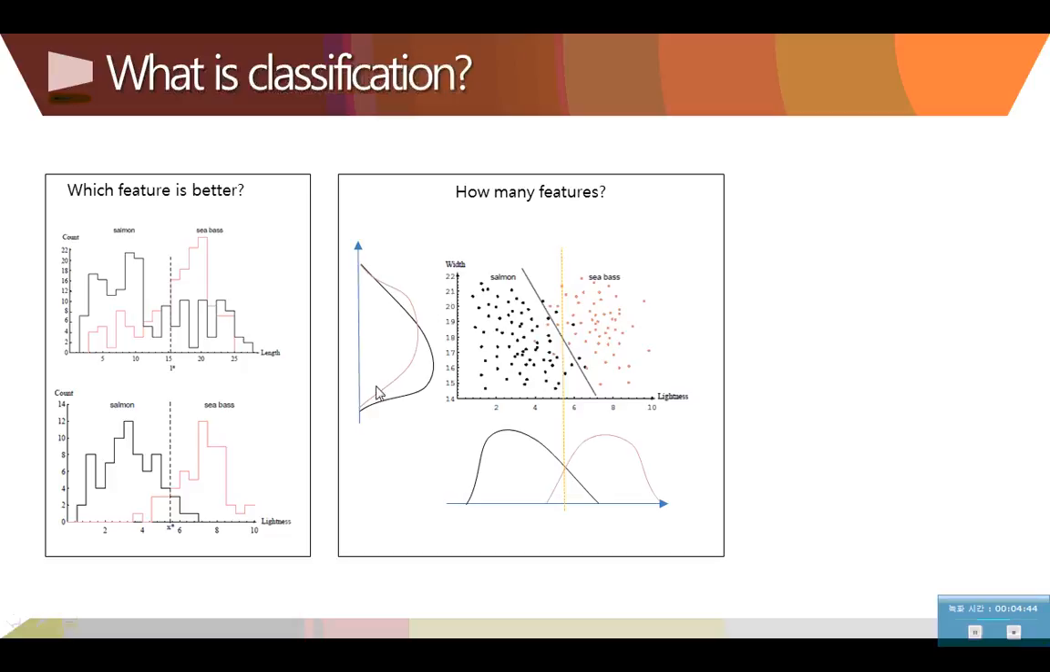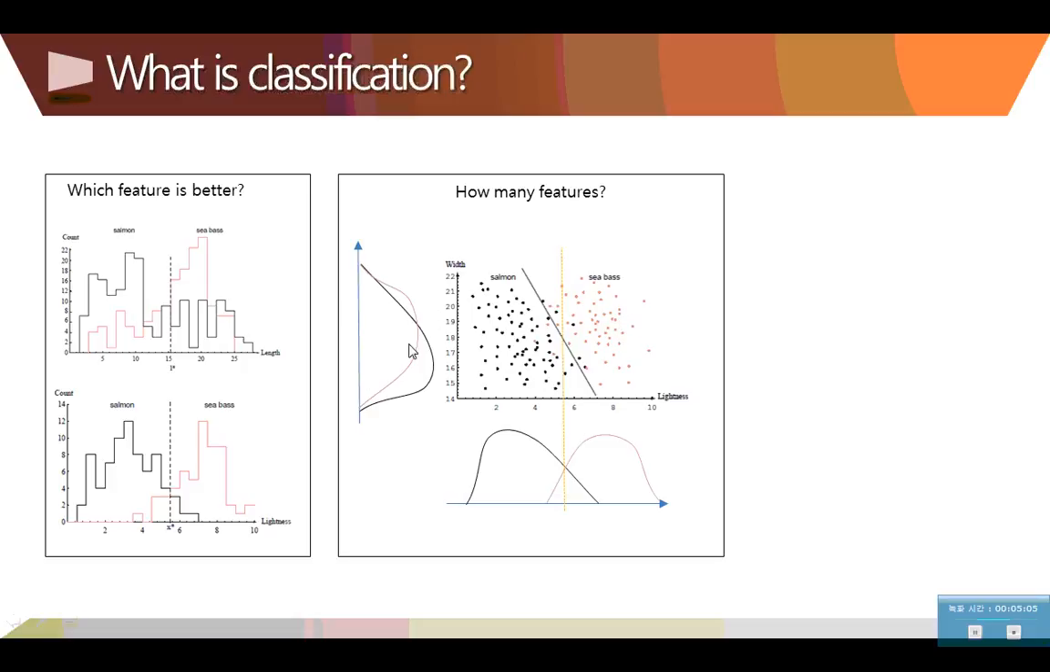So we can see that width, pretty much they are overlapping, so this is not a good feature to use. Brightness is a good feature because they are not overlapping, separable. But if we use only the lightness, we will use this classification boundary, this yellow line. We can notice that in two dimensions, the black line is better at separating these classes from the yellow one.